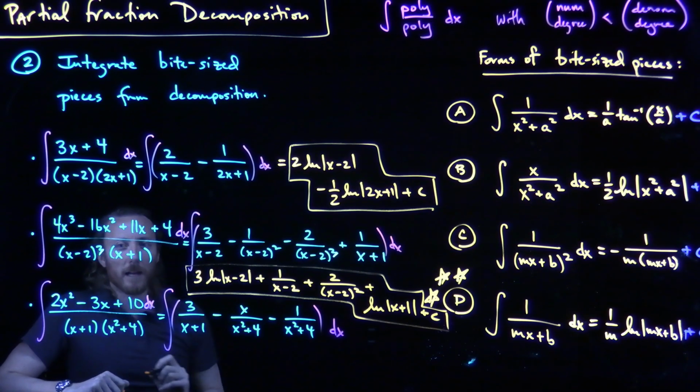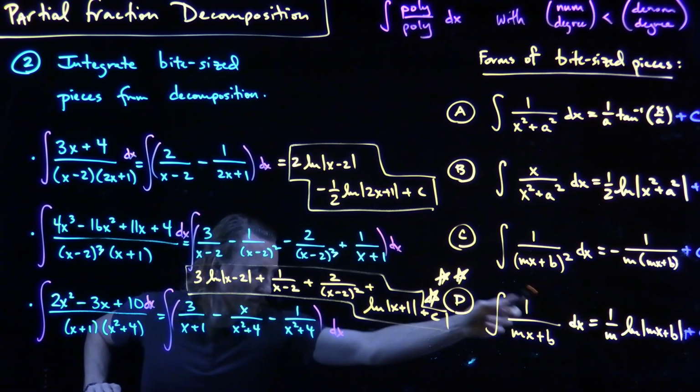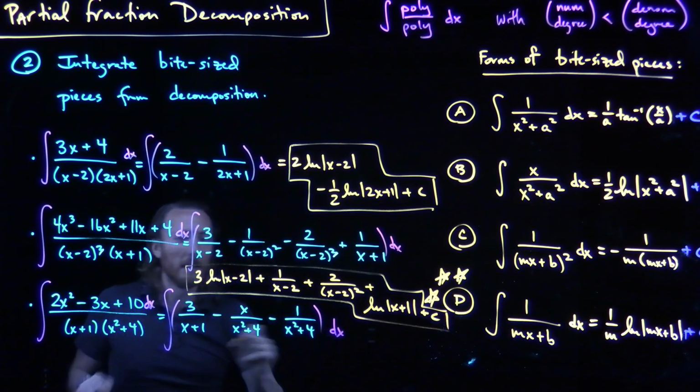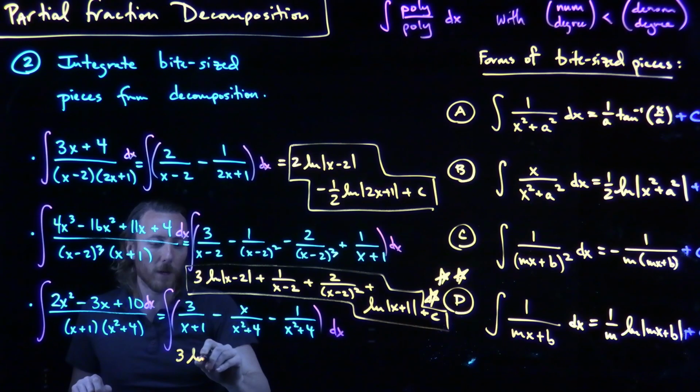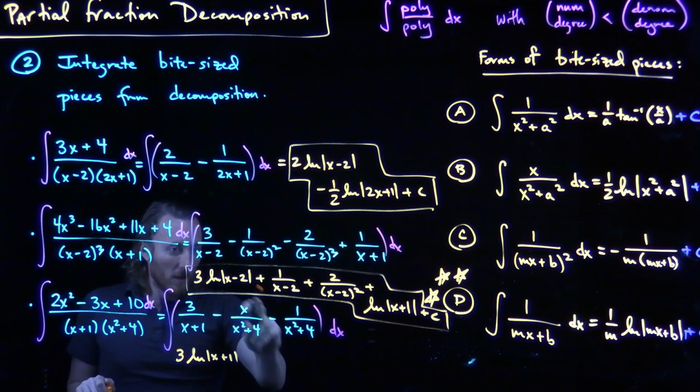What about this last one here? We got 3 over x plus 1. Hey, that's straightforward. That's just like this one down here in the bottom. And in fact, the slope is 1, so that's not too bad here. We just have 3 ln absolute x plus 1. When the slope is 1, you don't even have to worry about that 1 over m factor, which is quite nice. What about the next one here?